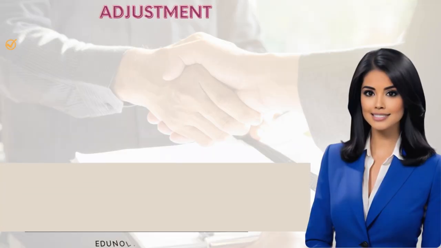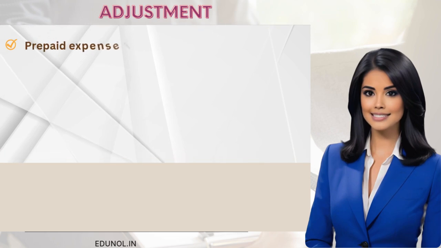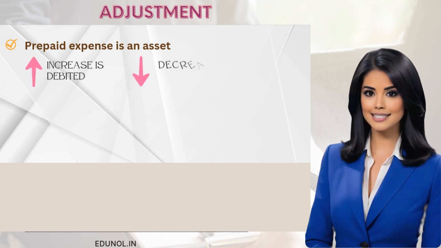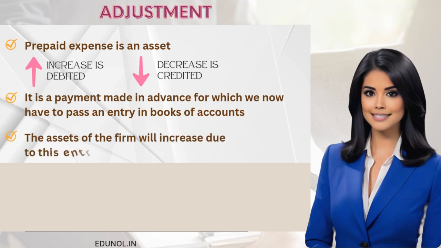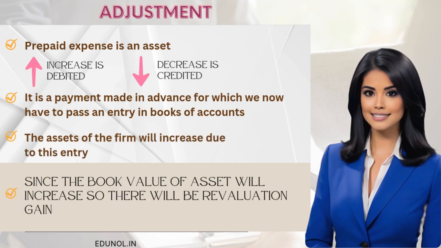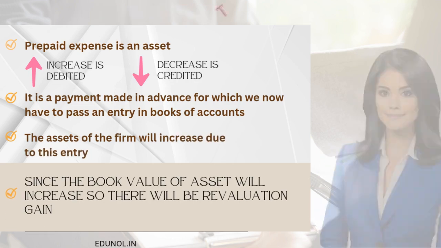Next we come to adjustment for prepaid expenses. Prepaid expense is an asset. Debit and credit rules for assets will apply. So increase in prepaid expenses gets debited, and decrease in prepaid expenses gets credited. It is a payment made in advance for which we now have to pass an entry in books of accounts. The assets of the firm will increase due to this entry. Since the book value of asset will increase, so there will be revaluation gain.